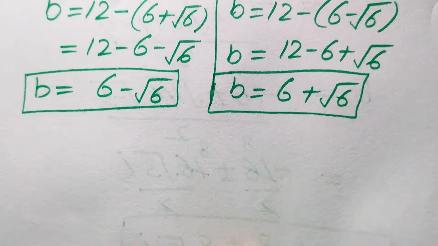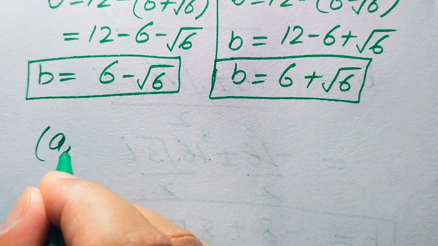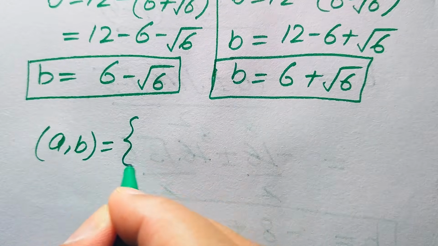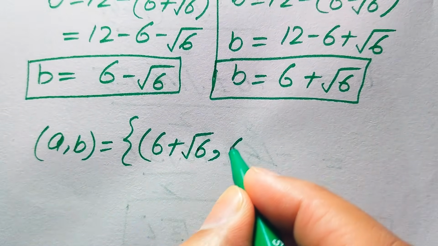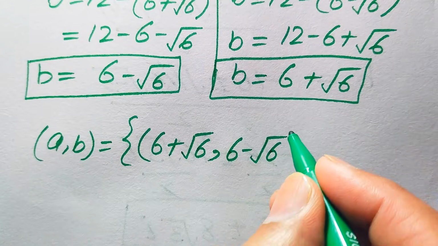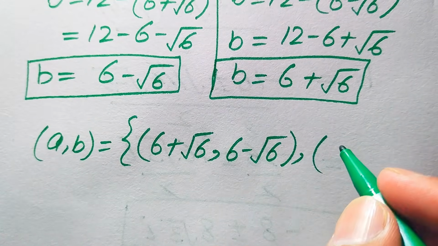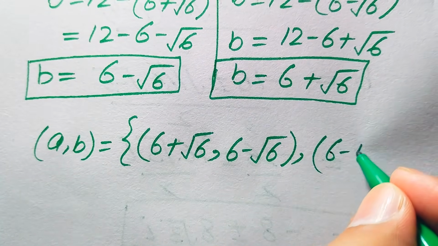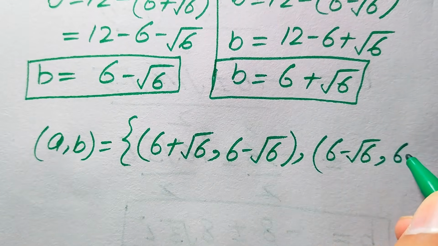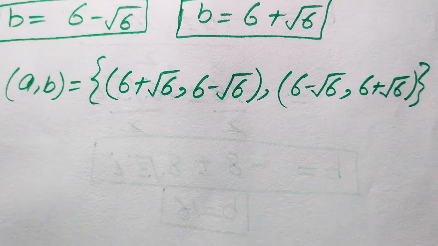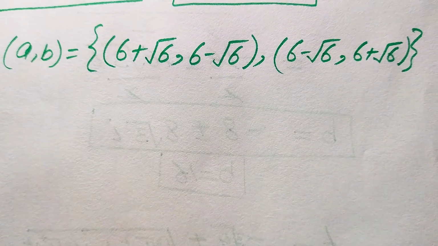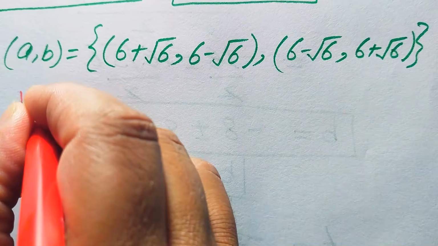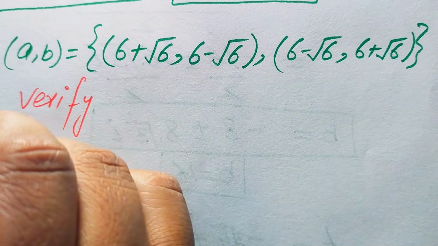So finally, there are two roots of the given equation, and these ordered pairs are: the first solution is 6 plus square root of 6 and 6 minus square root of 6. This is the first ordered pair of roots. The second ordered pair is 6 minus square root of 6 and 6 plus square root of 6. So these are the two ordered pairs we get in this method, and in the next step we need to verify whether both of these ordered pairs are solutions or both are extraneous roots.